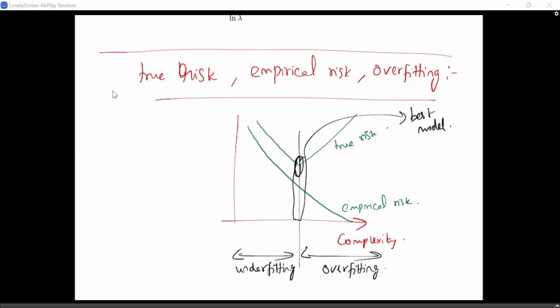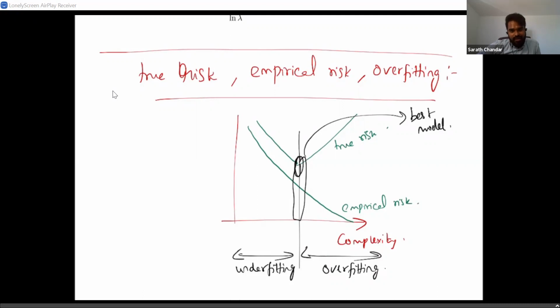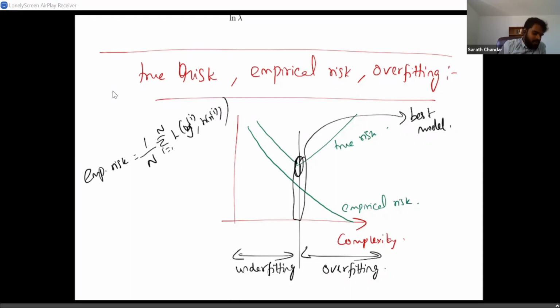Krunal: Can you explain again why would empirical risk go down all the way to 0? Okay, so what is empirical risk? Empirical risk is basically the loss with respect to the data set, right? So it's 1 over n, summation over i equal to 1 to n, the loss of y_i and h of x_i. Now, let's say I have 100 data points, n equal to 100.